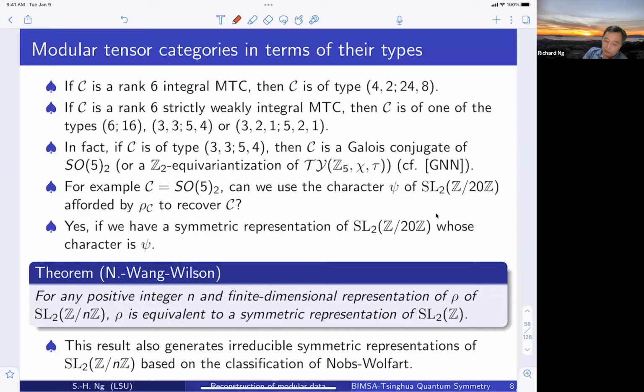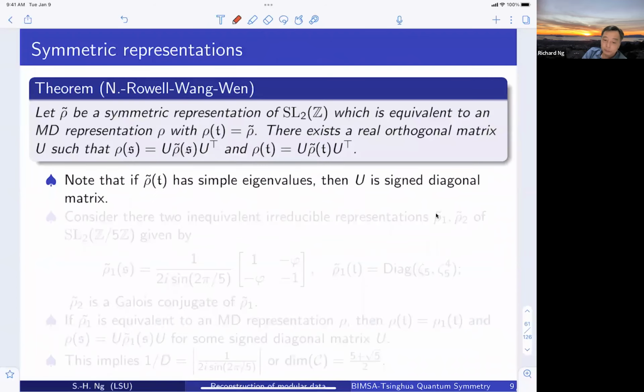So let's go back to the theory of Ng and Wolfart. Now we know what to do. Given any character, I can create a symmetric representation for it. And then I start with a symmetric representation. Suppose I have a symmetric representation of SL2Z, which is congruence. In this case, it doesn't matter. I just start with a symmetric representation. It may not even be a representation of a finite modular group. But if it's equivalent to an MD representation, then automatically it has to be congruence.